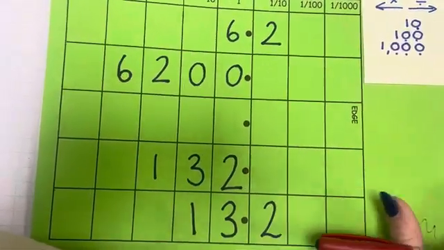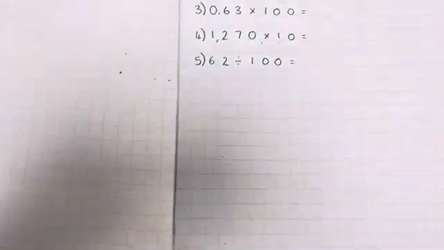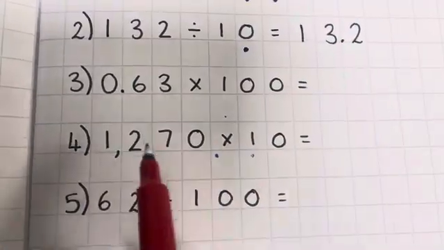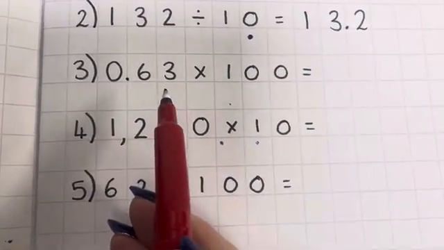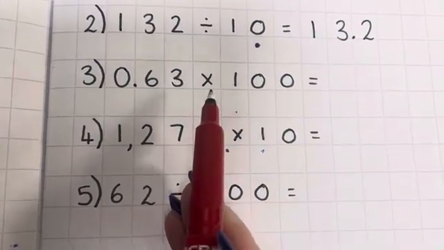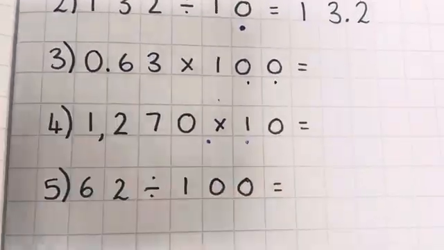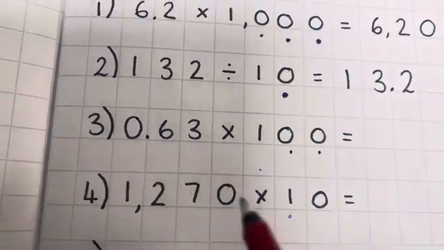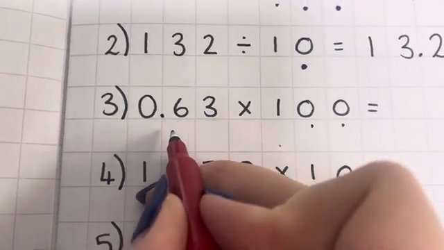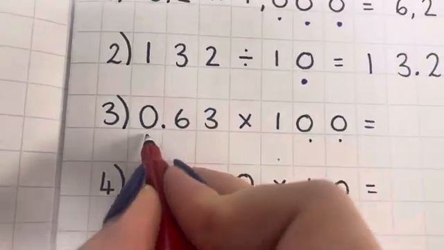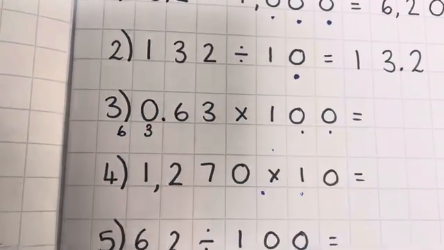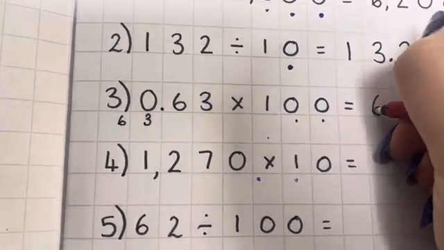When children become confident with moving the numbers left and right and understanding that the numbers stick together and therefore remain in the same order, we remove the place value grid to allow them to have a go without it. Here I'm multiplying 0.63 by 100. I know that I need to move the numbers to the left as we're multiplying, by two places as we're multiplying by 100. So I look at where my numbers will end up. 3 will move 1, 2. My 3 will be in the ones column, which means my 6 will end up in the tens column, giving me an answer of 63.